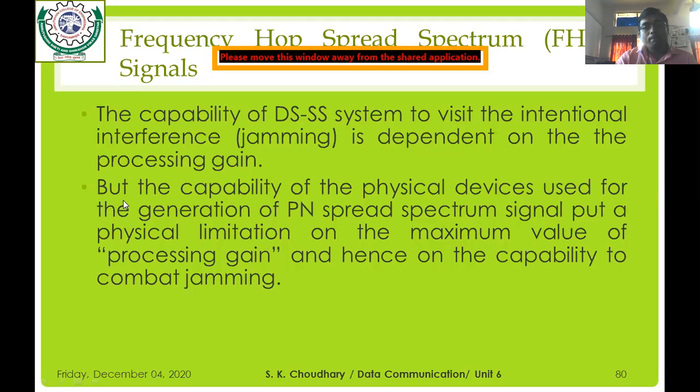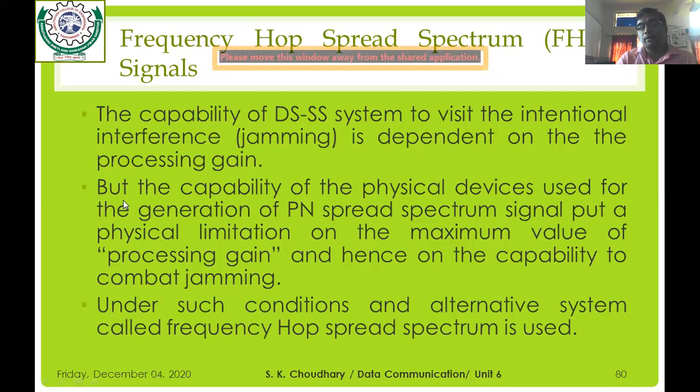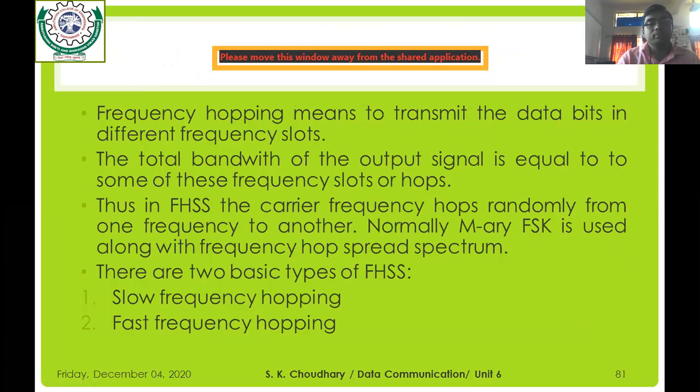Okay. Now, the capability of the physical devices used for the generation of the PN sequence puts physical limitations on the maximum value of the processing gain. Hence the capability to combat jamming would be obstructed. Under such conditions, an alternative system can be used, that is called frequency hop spread spectrum. Wherever the DSSS system fails, we have to use the FHSS system, the frequency hop spread spectrum system.